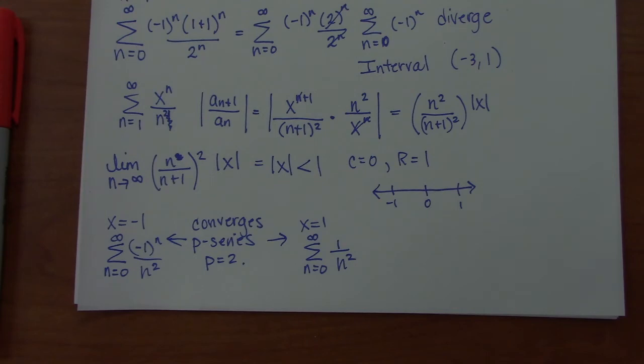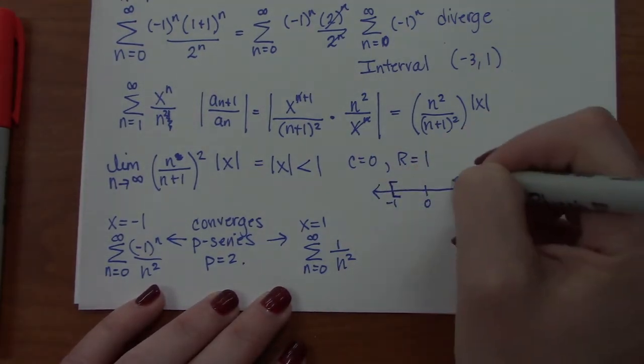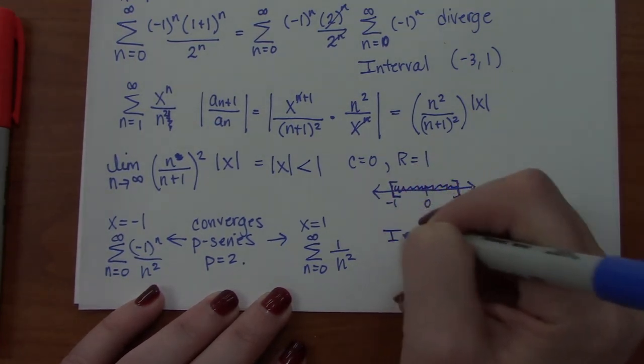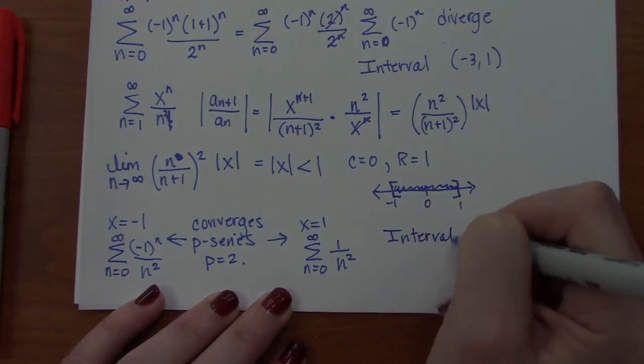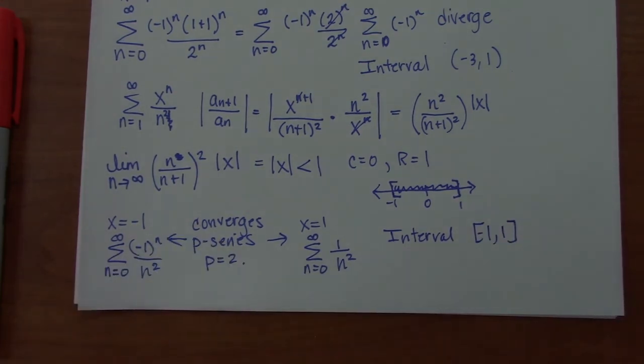That explanation satisfies both. So if we go back to our interval, we get to include both endpoints. So the interval is -1 to 1 included.